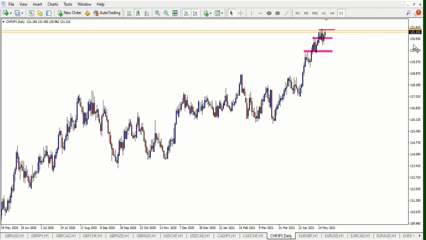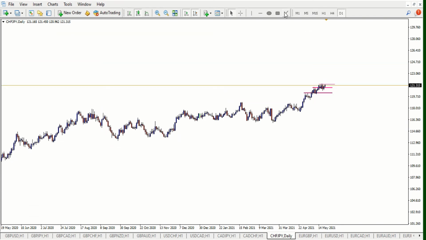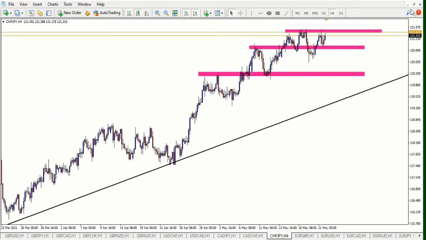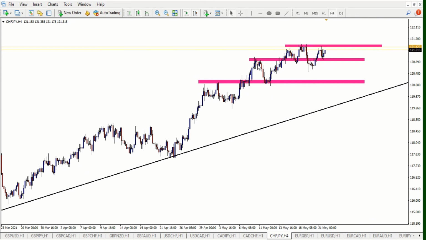Next pair, CHF JPY. Let's come to our daily. We can easily see we're making higher highs and higher lows. The market is bullish or in an uptrend. Let's go to our 4-hour. We've spotted our key support to resistance zones.